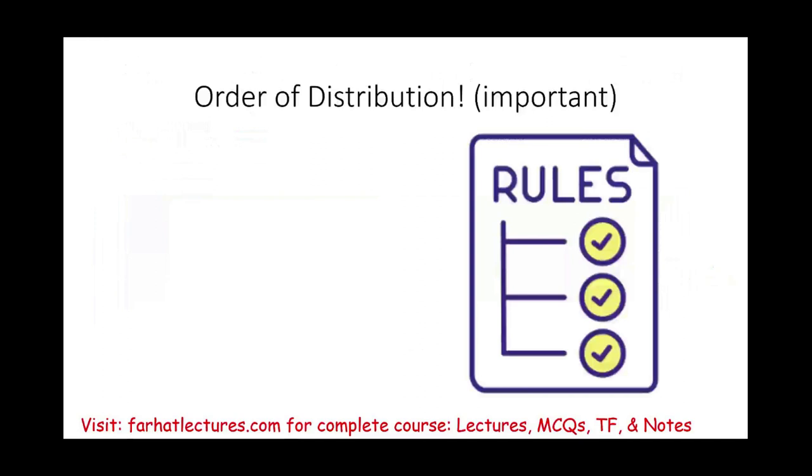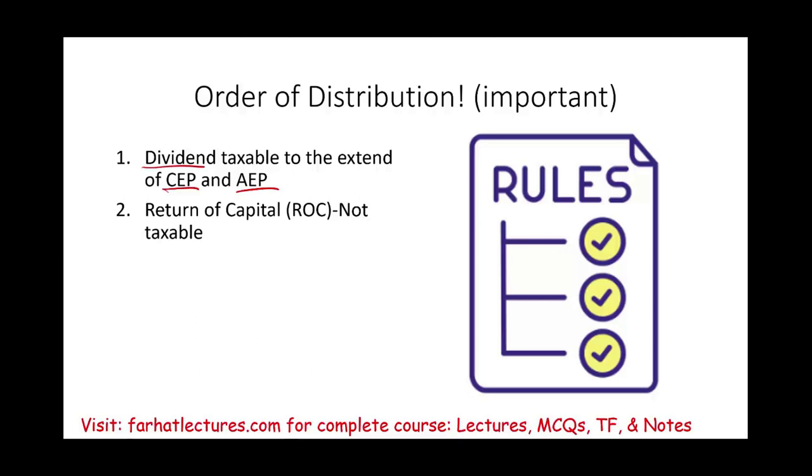Now, again, we're going to go over the order of distribution. This is important. The distribution is dividend to the extent of CEP and AEP, and it has to be in this order. Once that's used up, any distribution made in excess of CEP and AEP is considered return of capital to the extent of basis. Once that's used up, anything left is considered capital gain. And we're going to work many, many different scenarios illustrating this concept.